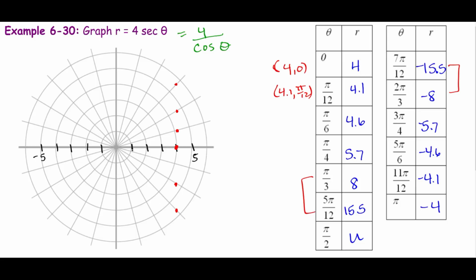Then I've got the -4.1, and we're going to rotate 11. And then pi, or -4, pi. So here I'm at -4, and then pi. I'm going to rotate around, and I'm going to be back at this point here. So then again, my points would just start to repeat. So basically what I have here is a vertical line through the point (4, 0).